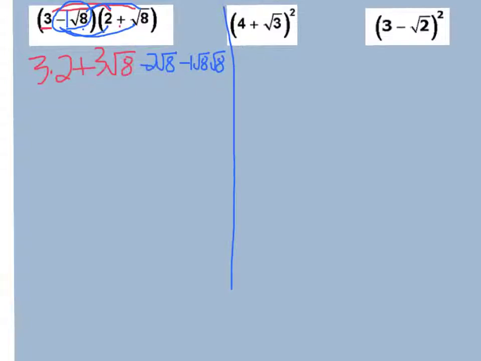So what I did there was I distributed twice. You can see my red lines and my blue lines. That's all I did. Now let's simplify and combine like terms if we can.